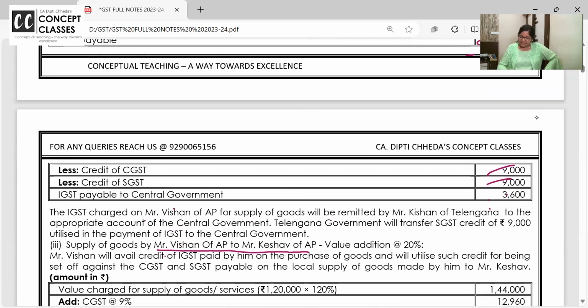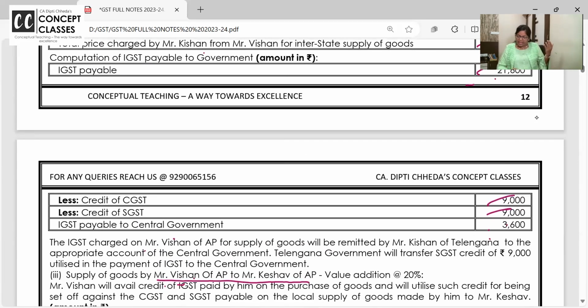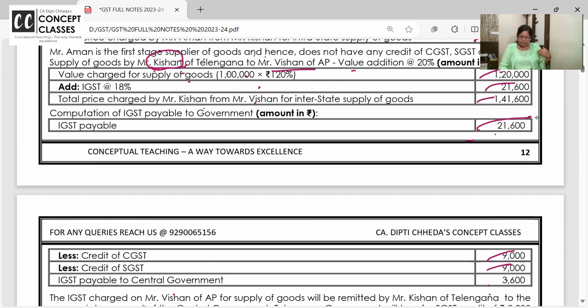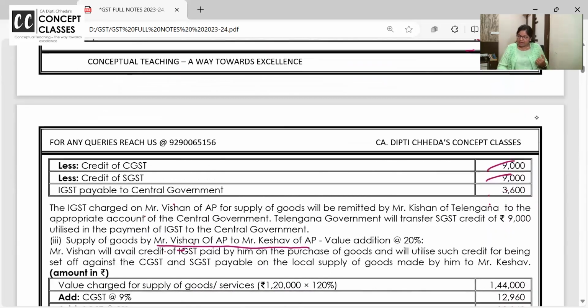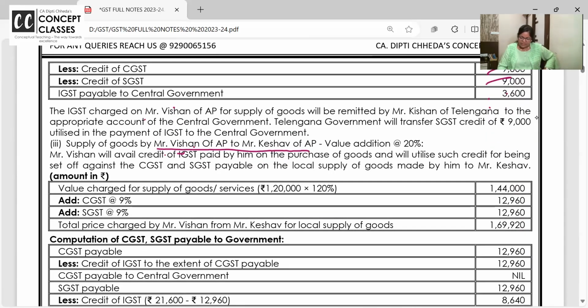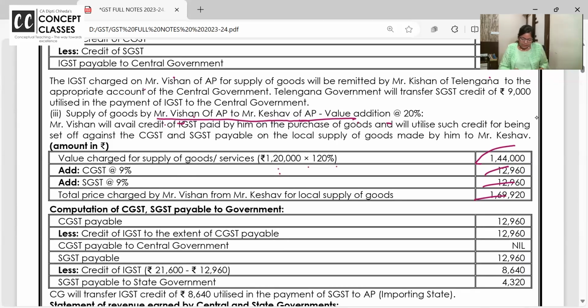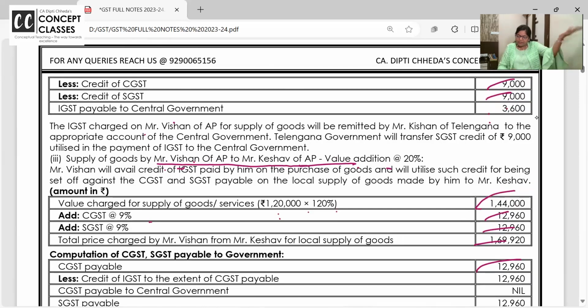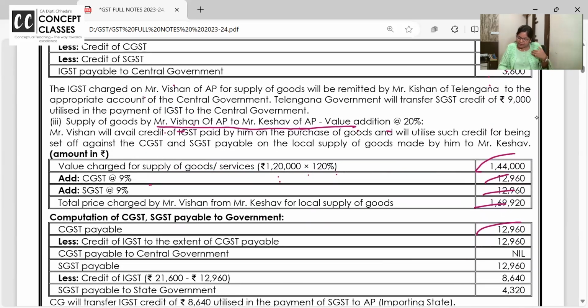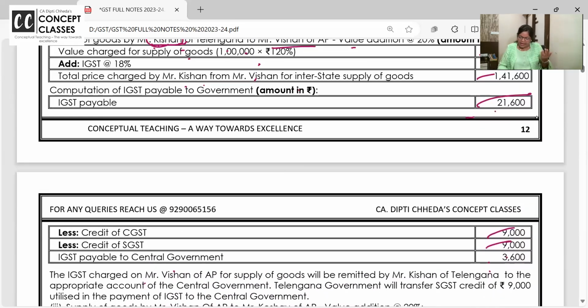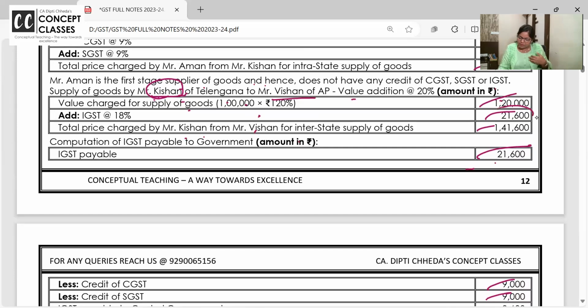So if it is within the state, Vishen has purchased how? What did Kishan give to Vishen it for? IGST he has paid. But now he is going to sell it at 120 plus 20% profit, 144, within the same state. So he's going to charge 9% CGST and 9% SGST. Okay, right. Now he has to pay CGST. But CGST input is not there because he purchased interstate and he has already paid IGST.